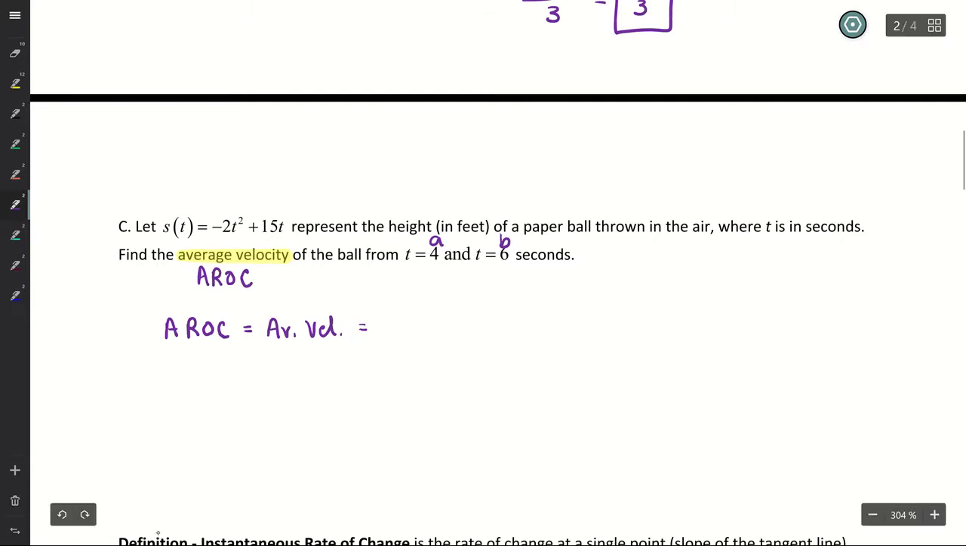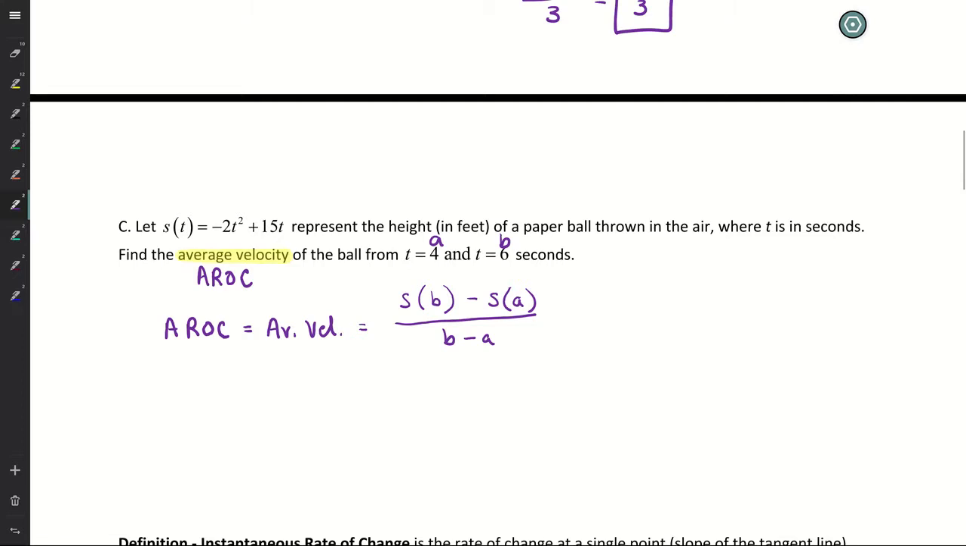Notice that they're not using f of x, they're using s of t. So we need to adjust our formula for that. It's going to be s of, remember we always do the big number first, s of b minus s of a, and then all over b minus a. Our general formula says f of b minus f of a, but we want to use the name of our function. In this problem, my function name is s, so I want to make sure to use s when I go plugging in the formula.